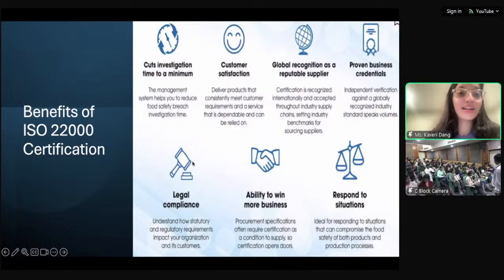Since it's, again, very stringent regulations, if a facility is ISO certified, it means they're following those stringent regulations, and they're more committed towards food safety. Respond to situations. So they're ideal for responding to situations that can compromise the food safety of both products and production processes.